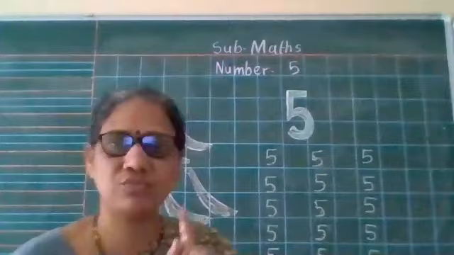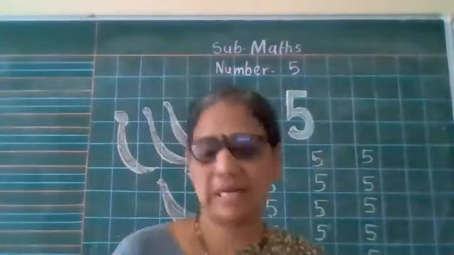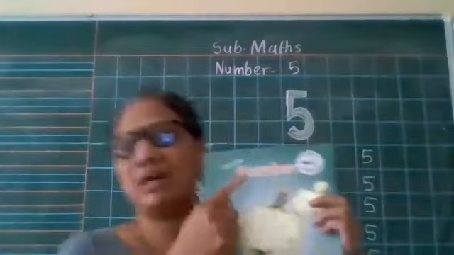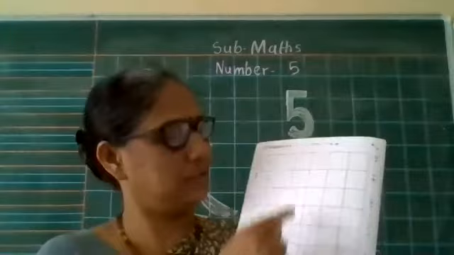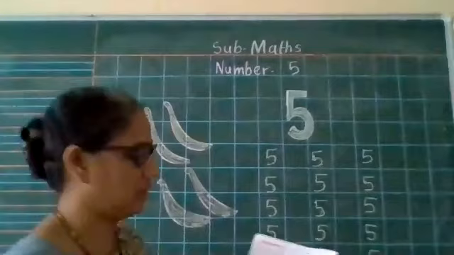Now, our practicing number book. Do you know? Yes, this is our practicing number book. In this book also, we will write 5 numbers. Trace these numbers and these 2 lines. You will draw 5 numbers. How will you draw? Like this.